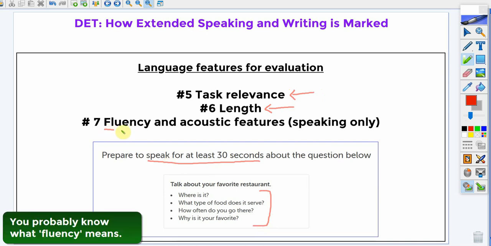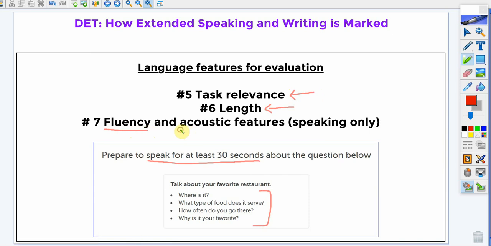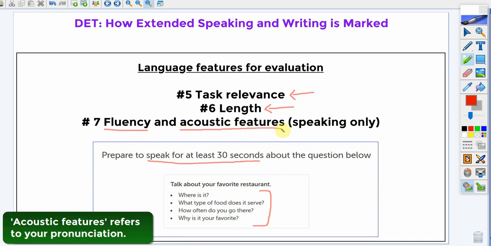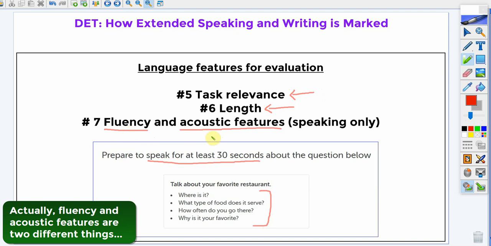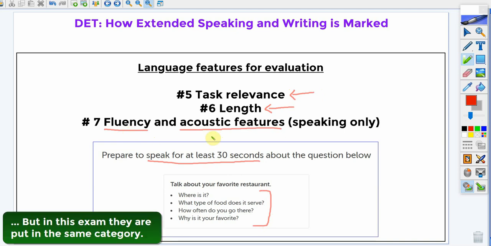You probably know what fluency means. Acoustic features refers to your pronunciation. Actually, fluency and acoustic features are 2 different things, but in this exam they are put in the same category.